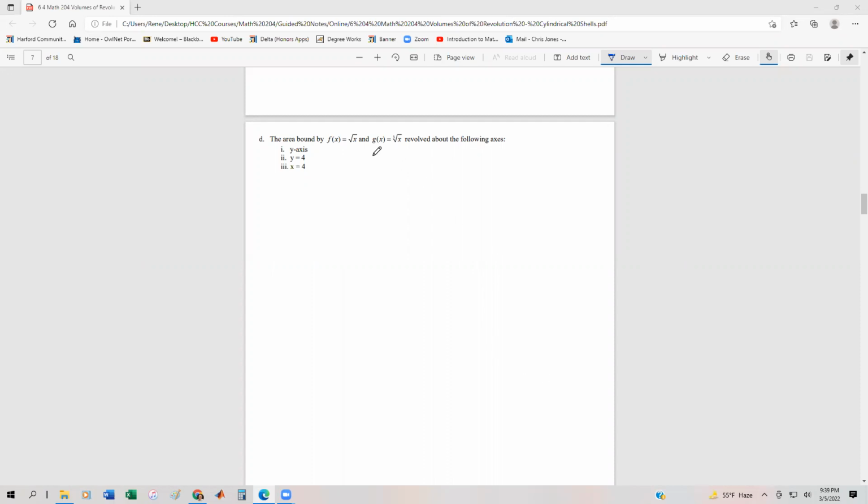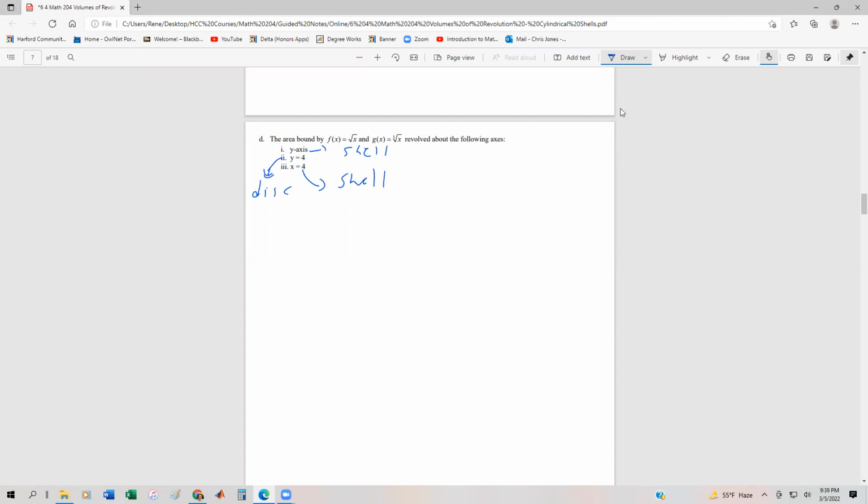In this example, we have 2 functions, square root of x and cube root of x, and we want to find volumes revolved about 3 different axes. The first one's the y-axis, which we know is a shell method. The second one is y equals 4. Now y equals 4 is a horizontal axis, so that's one where we're going to use the disk method. x equals 4 is a vertical axis, so that's going to be the shell method.